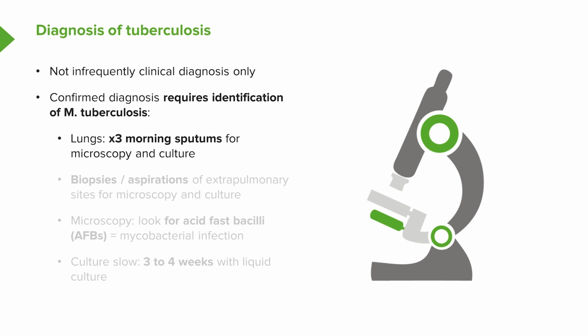And for lung disease, what we do is we send 3 morning sputums for culture and microscopy. For extrapulmonary disease, we may be able to get a sample. So, for example, genitourinary disease, the urine might be positive. Meningitis, the CSF might be positive. But we often have to do biopsies of the affected tissue as well, because that will give us a sample for culture and also for looking histologically for the characteristic granulomas that I mentioned earlier.